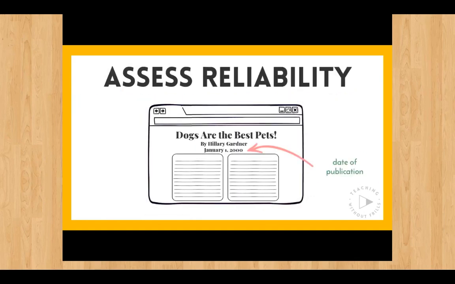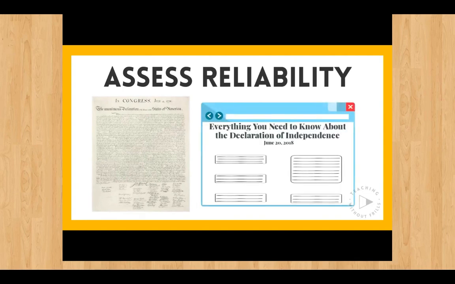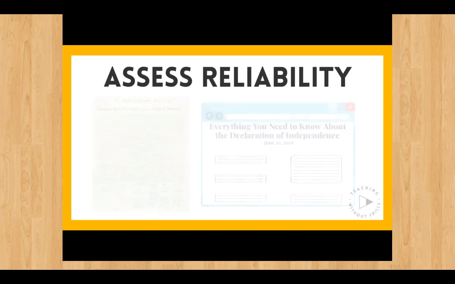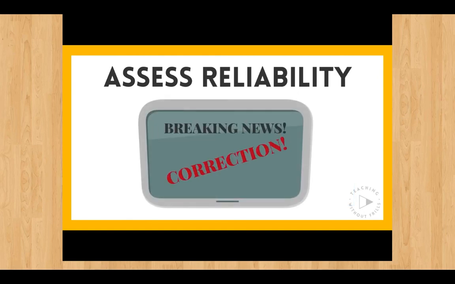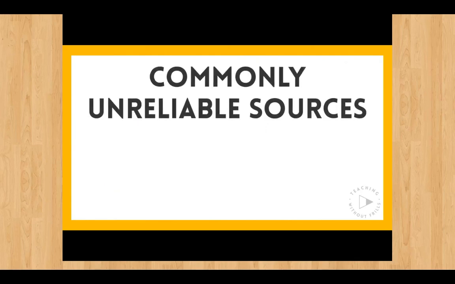In some cases, it's helpful to consider the date of publication of a source. An original document created at the time of a historical event may be more accurate than a secondary source written years later. Information about current events can change quickly, so sometimes more recent sources have the most up-to-date and accurate information. Scientific understandings can change over time too, so it's important to be aware of any recent findings that may contradict previous conclusions.